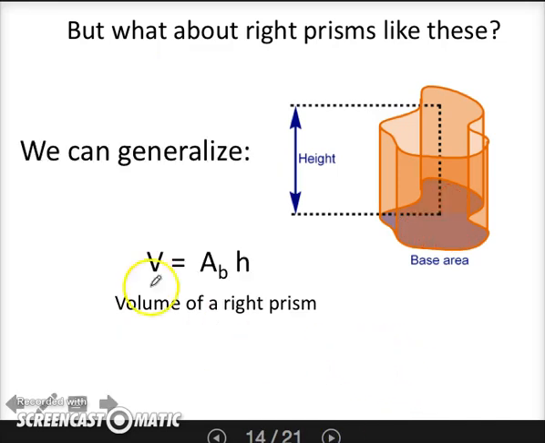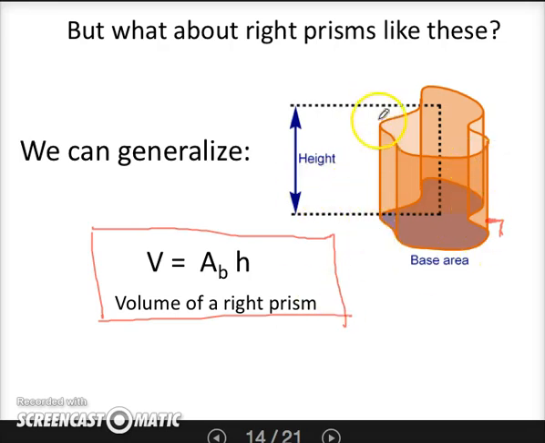So we can generalize this. The volume of any right prism, including ones with funny shaped bases like this, as long as there's a right angle between the sides and the base, the volume of any right prism is going to be the area of the base times the height being the distance between the two bases. And that will be in cubic units. Why cubic? Well, the number of cubes. We're counting cubes, so we're counting cubic units.